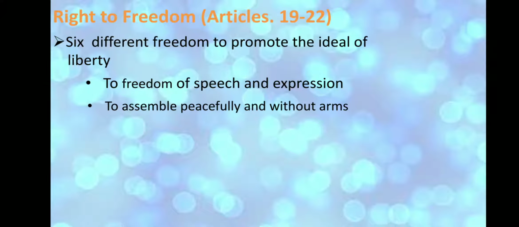The next is to assemble peacefully and without arms, which means you could assemble peacefully with a group of people without arms. The third one is to form associations or unions. You form groups, associations, or unions in which you tell your views about whatever point is there, good or bad, and no one will stop you.